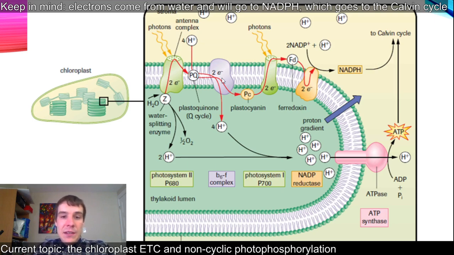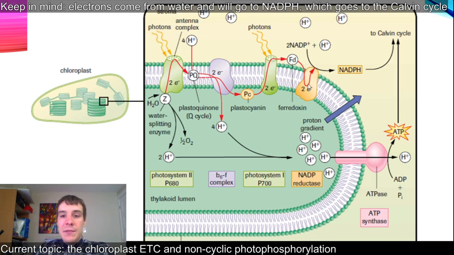B6F takes the electrons, passes them down, and passes them to plastocyanin, which is another electron shuttle, a small molecule that brings the electrons from here to here. Then the plastocyanin passes it off to another photosystem. This is now photosystem 1. Photosystem 1 kicks up the electrons in energy again by pulling in sunlight. They get kicked up in energy. They get passed on to yet another electron shuttle called ferredoxin.